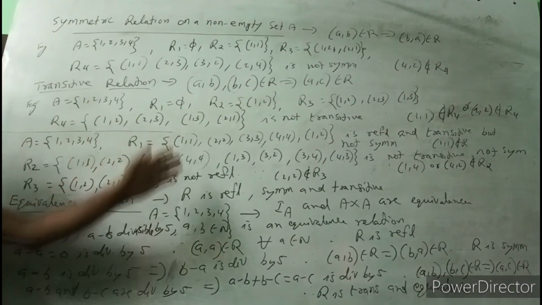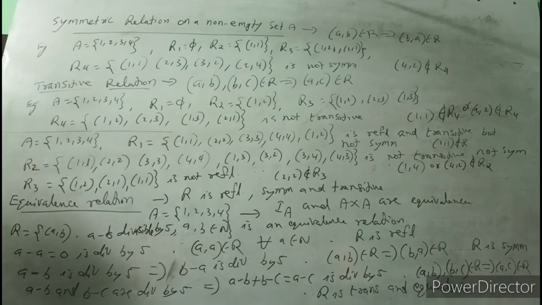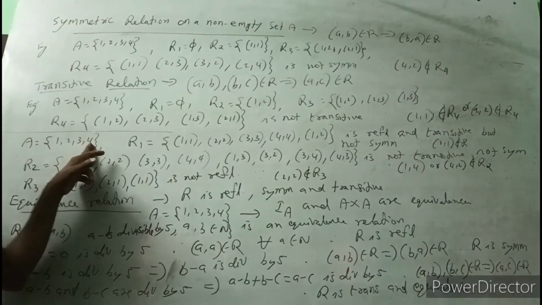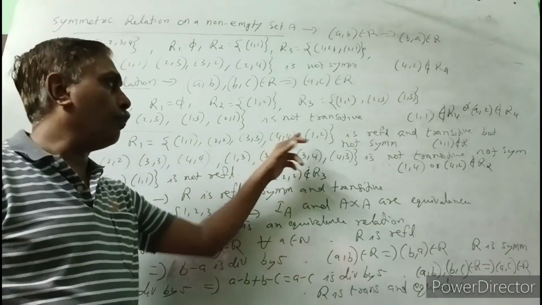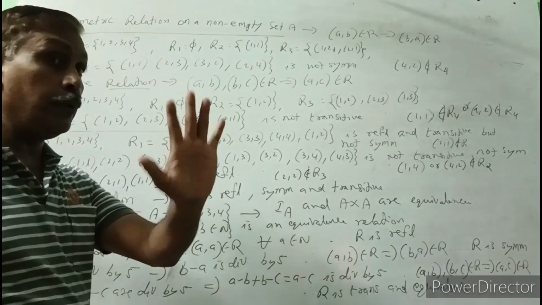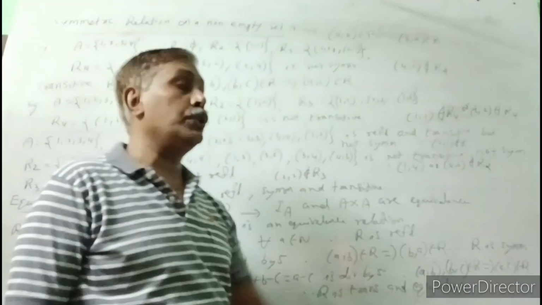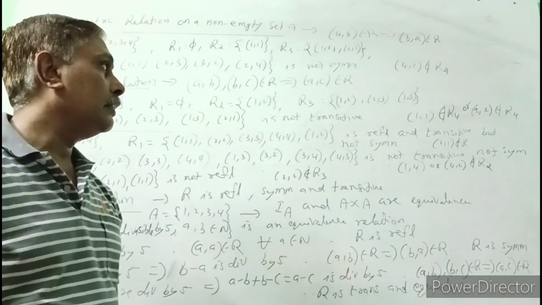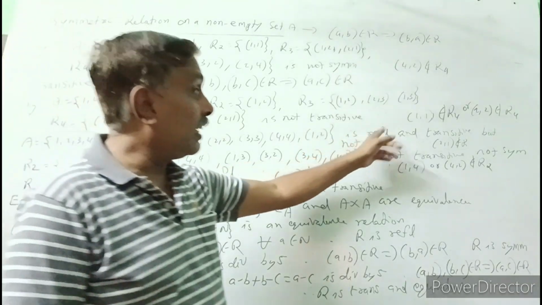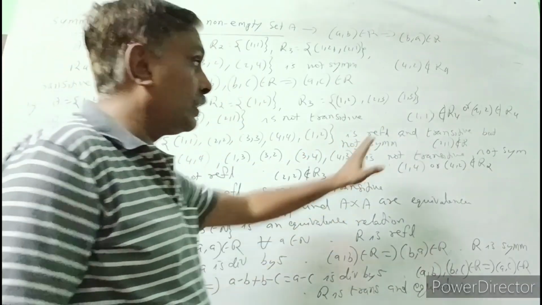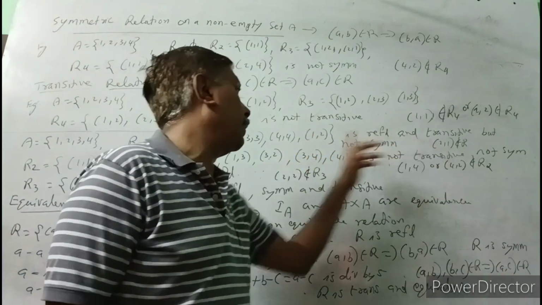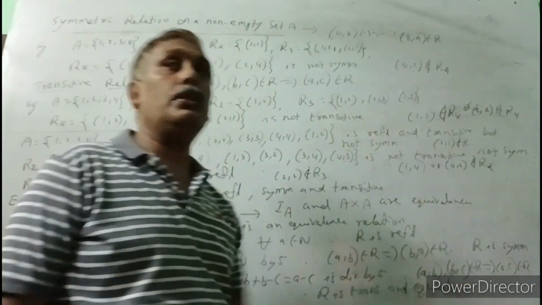This is another example showing some conditions being satisfied. A is equal to {1, 2, 3, 4}. If I am writing (1, 1), (2, 2), (3, 3), (4, 4), meaning these 4 elements, it is already reflexive. (1, 2) is also written, then it will not be symmetric because (2, 1) is not present. It is reflexive as well as transitive, but not symmetric, because (1, 2) is there, and (2, 1) is not present.